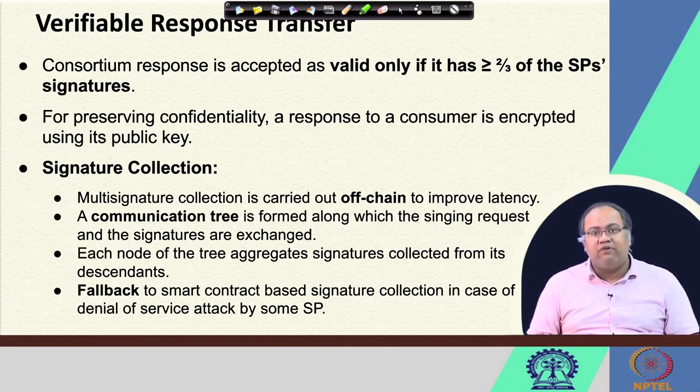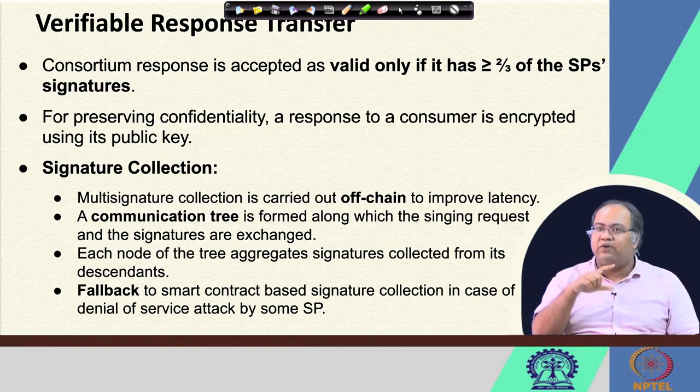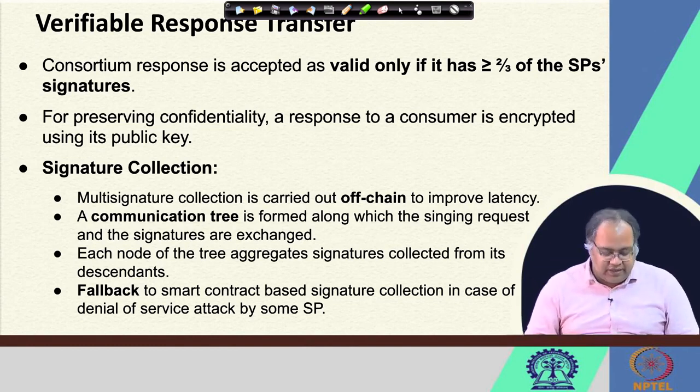Now, the second requirement is to preserve confidentiality. To preserve confidentiality, a response to a consumer is encrypted using the public key. Now, to collect the signatures, this multi-signature collection is carried out off chain to improve the latency. To collect the signatures, we generate a communication tree, a tree-like structure that we have seen in the standard COSI protocol earlier.